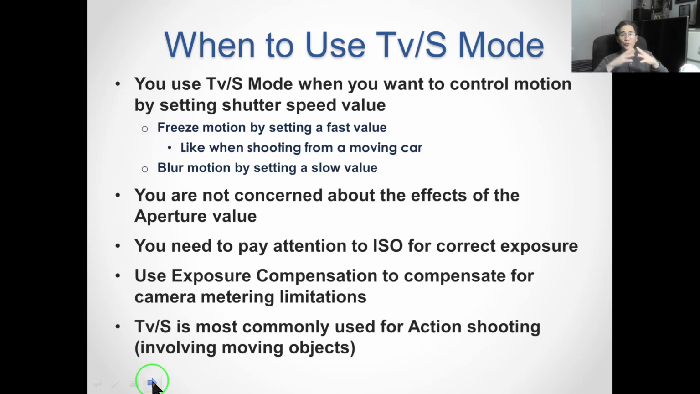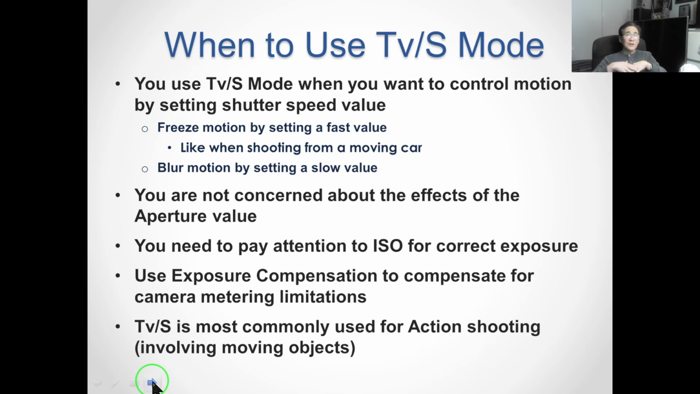To control the motion, either you blur the picture or you make the picture sharp, especially when things are moving around. Okay? And when you're using TVS mode, you better not care about aperture value at all. Because why? Because the camera is taking care of setting an aperture for you. You have no control. So you better not care about it. If you care about it, you got to use M mode for it, and I will talk about it on the next slide.